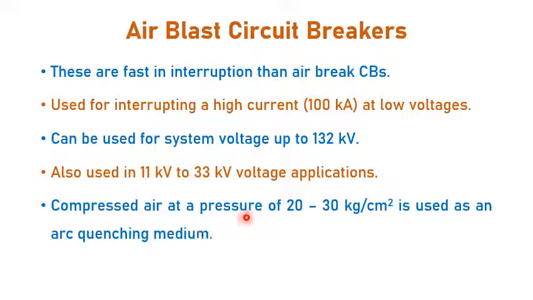Here compressed air at a pressure of 20 to 30 kg per centimeter square is used as the arc quenching medium. There will be an air reservoir where the compressed air is kept, and whenever required, the air at that high pressure will be blasted across the arc so that the arc will be quenched.